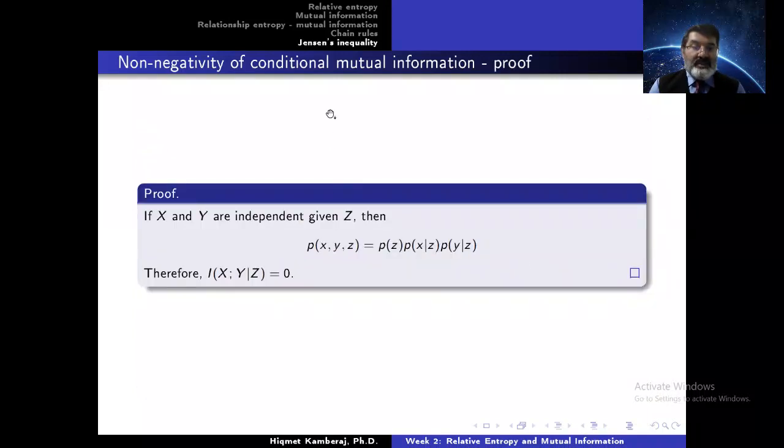Now we prove the second part of the theorem. If X and Y are independent given Z, then this means that the joint probability mass function of x, y, and z can be written as the product p of z times p of x given z times p of y given z. But this indicates that the relative entropy is equal to 0, or we can say that the conditional mutual information also becomes equal to 0. And that's the proof of the second part.